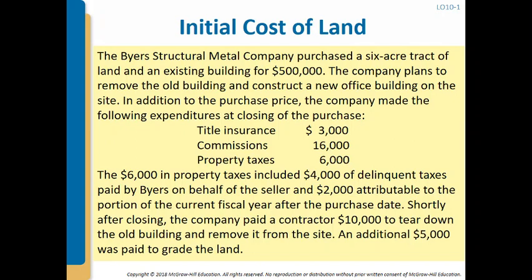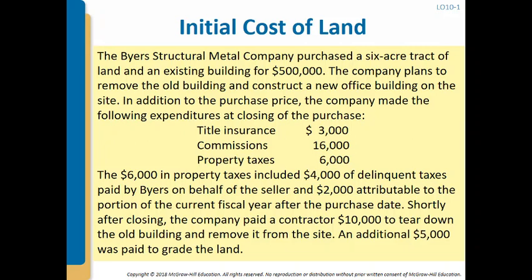A little more information. The $6,000 property taxes included $4,000 of delinquent taxes paid by buyers on behalf of the seller, and $2,000 attributed to the portion of the current fiscal year after the purchase date. Aha. So only $4,000 of that, the delinquent taxes, are capitalized. The other $2,000 will be expensed in the year incurred.